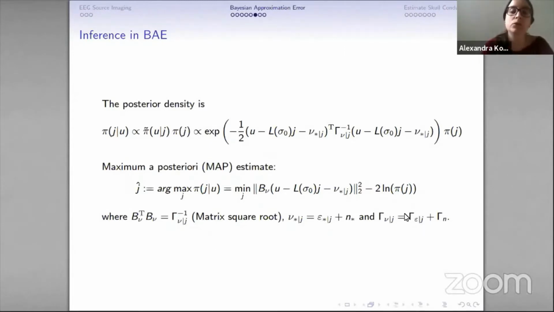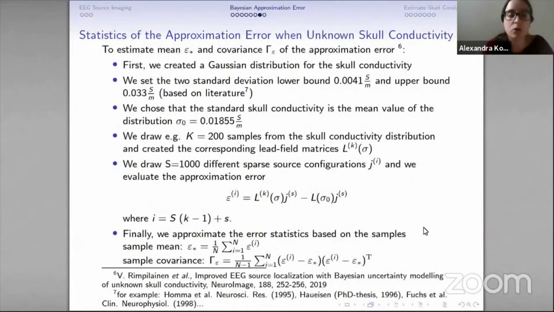And this we can do using some very simple simulations, for which I will give in the following an example that we applied in this paper with Vilainen on improving source localization with brain uncertainty modeling. What we did was basically we assumed a Gaussian distribution for our skull conductivities, with some limits that we took from the literature and some mean value. We also excluded any outliers, like very small or very large values, or if it was negative.